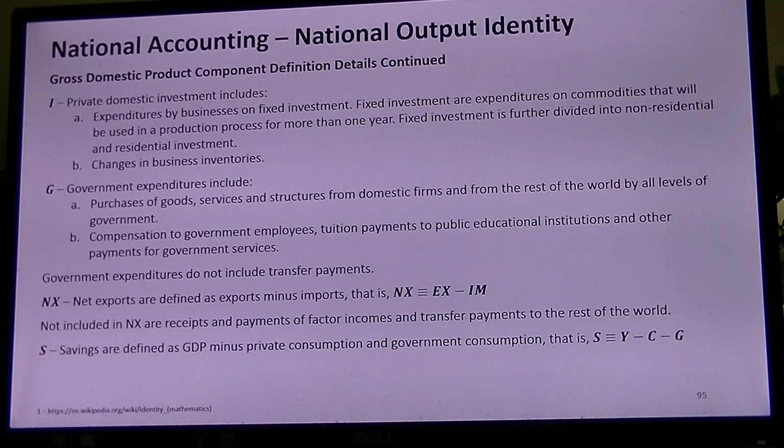Savings are defined as GDP minus private consumption and government consumption. That is, savings are identically equal to Y. S equals Y minus C minus G, private consumption and government consumption.